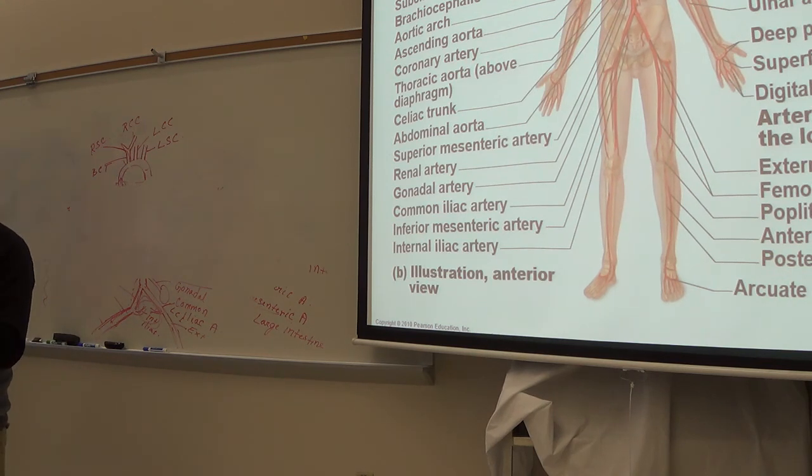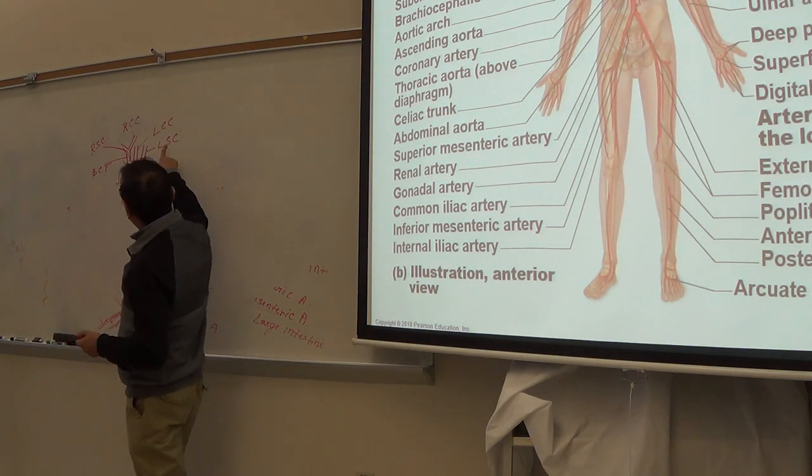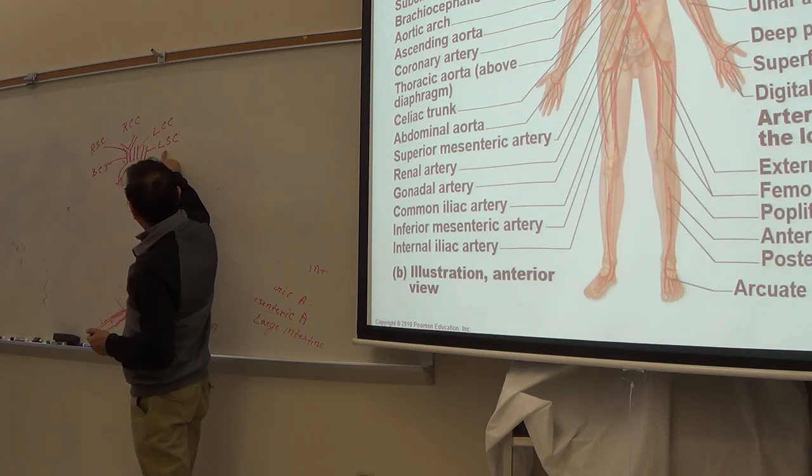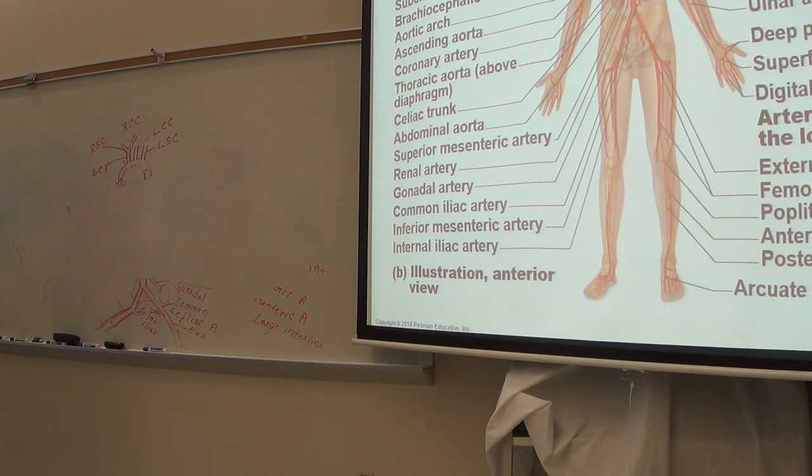Now, subclavian. This is the left subclavian, this is the right subclavian. Subclavian, its name is telling you it goes under the clavicle. Here. Make sense? So, two branches. One will go.